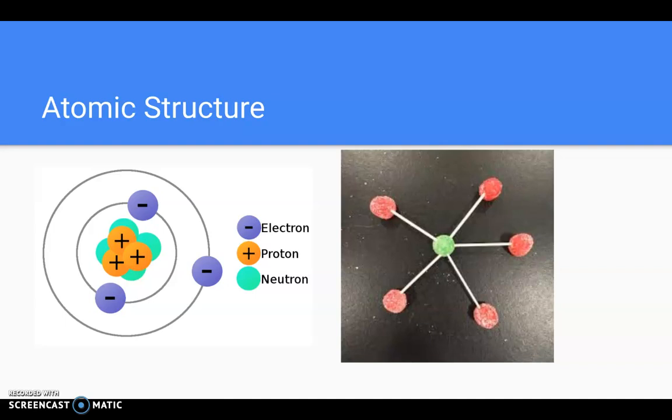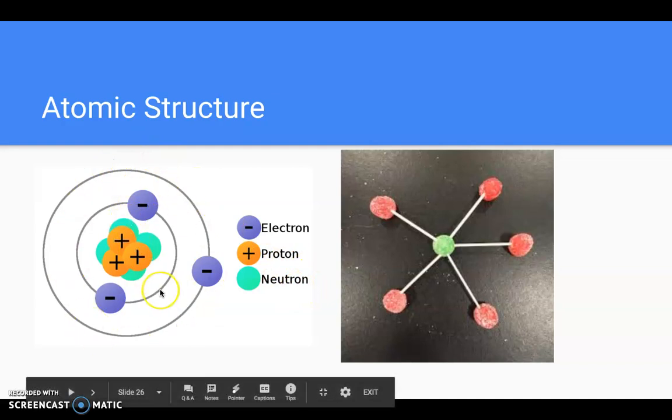But we're now going to look into these subatomic particles that make up an atom. And so we're going to look at three. We have our electrons, protons, and neutrons. This is a Bohr model. It's just the name of the type of model of this atom.